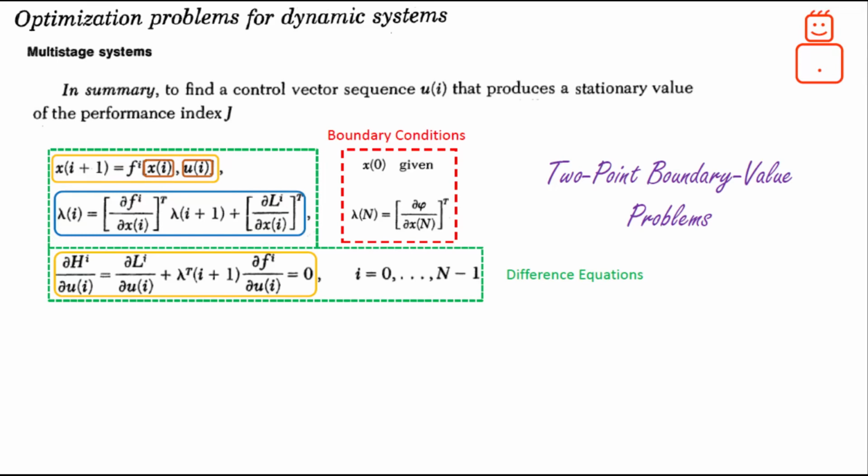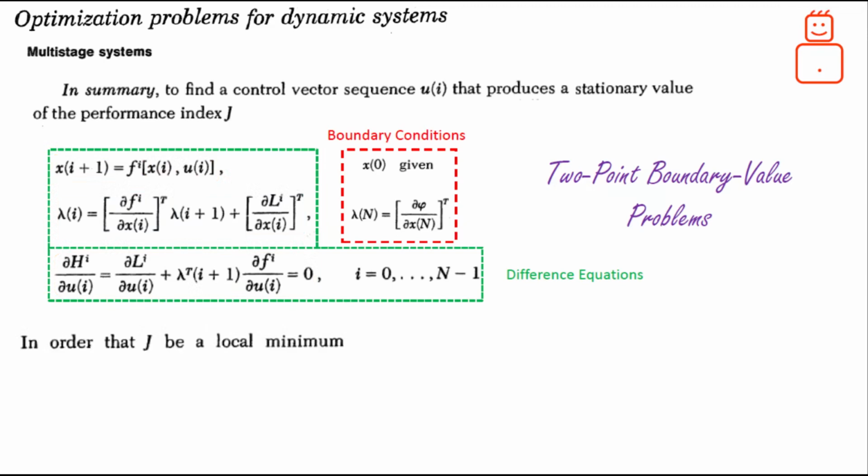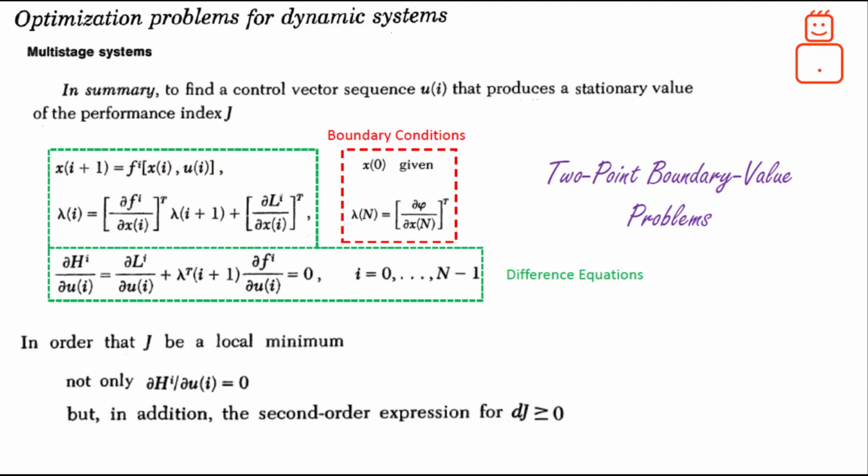One last point that needs to be mentioned here is that in order for the function J to have a local minimum, not only the condition of the partial derivative of H_i with respect to u of i has to be 0, but also the second order derivative of the function J has to be greater than or equal to 0.